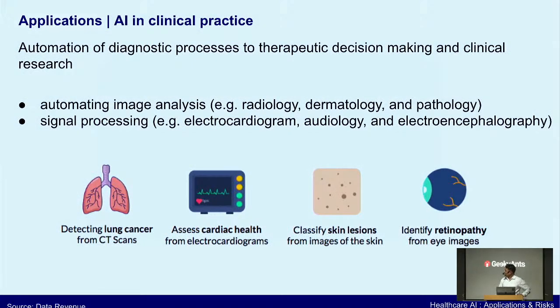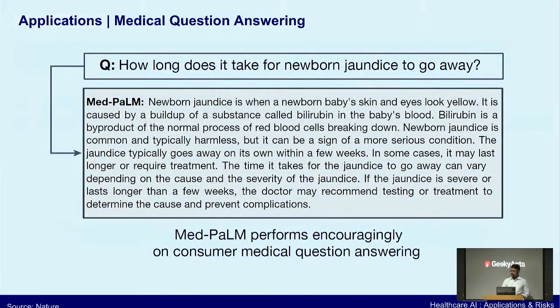Now, AI in clinical practice can be used to automate image analysis like radiology and pathology. It can also be used to automate a lot of signal processing. A few examples given here are detecting lung cancer from CT scans and assessing cardiac health from electrocardiograms. The second application is medical question answering. For example, if you have a question like how long does it take for newborn jaundice to go away, you can get an answer which is good enough, a good starting point.